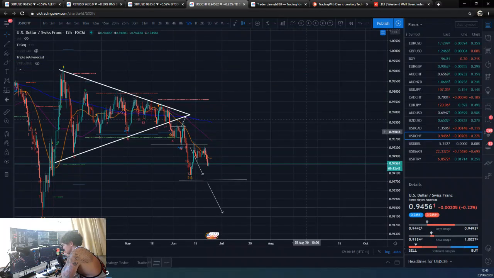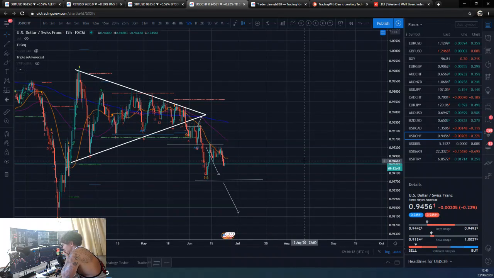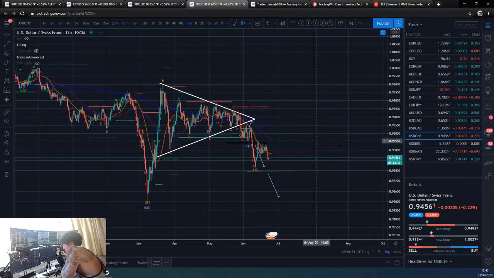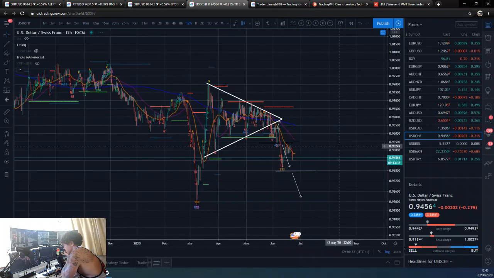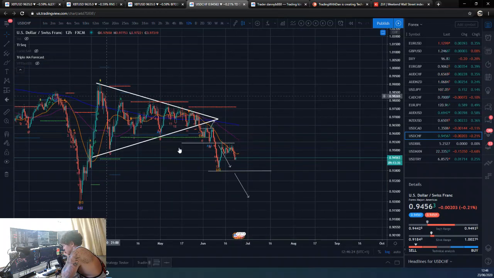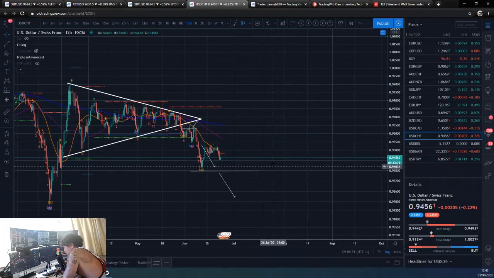That is US dollar, Swiss franc. Yeah, I mean, same. Looking weak. Dropped out the pennant. Yeah, I'll tell you, doing YouTube videos makes me yawn. But yeah, dropped out the pennant. Sort of tested this horizontal. Now we're moving down. I mean, the trend is our friend. Look at these moving averages. This is on a 12-hour.